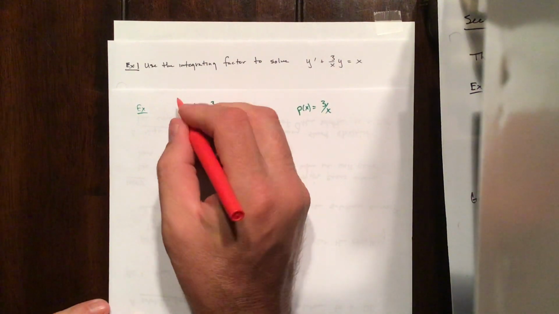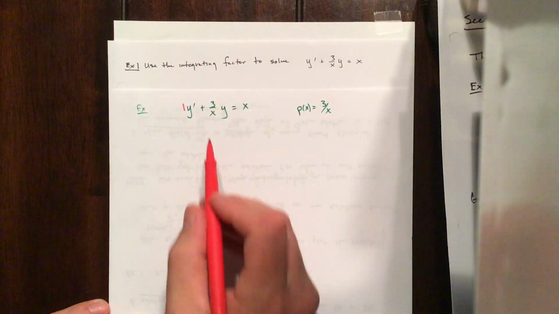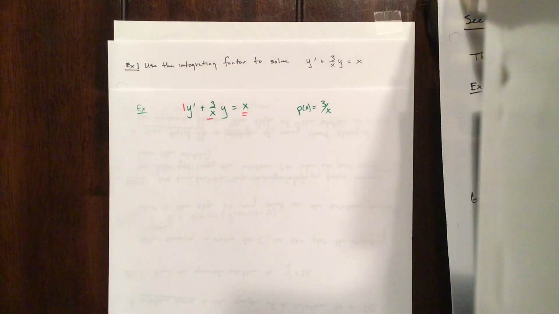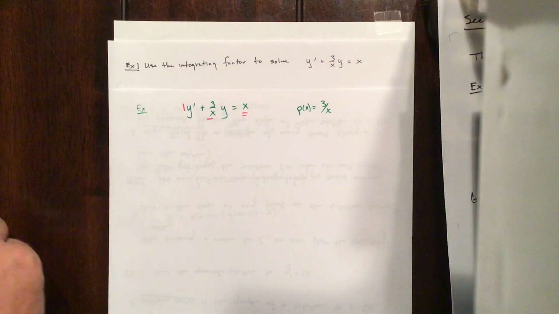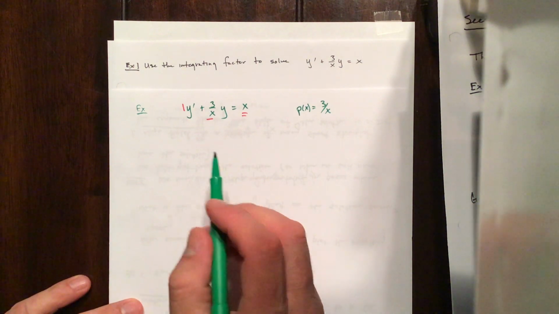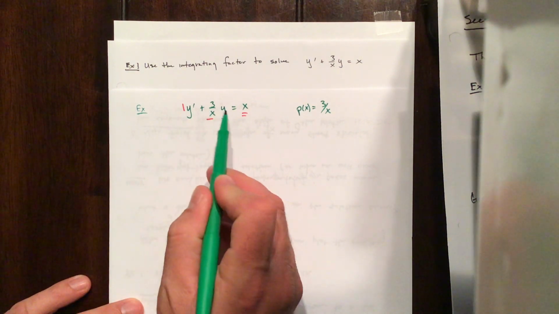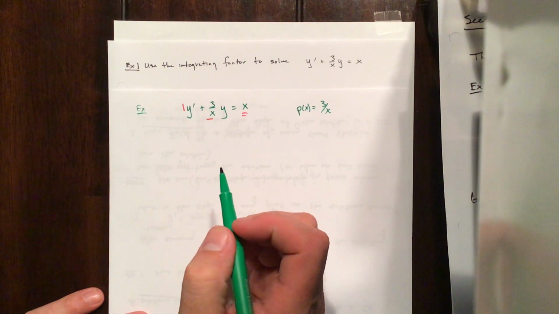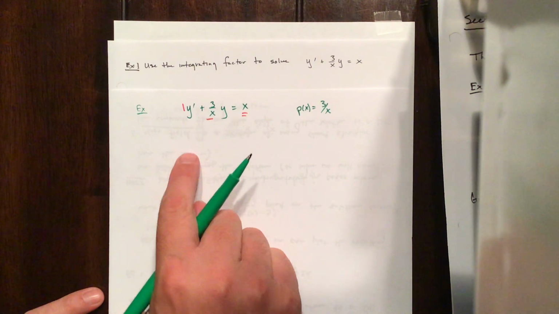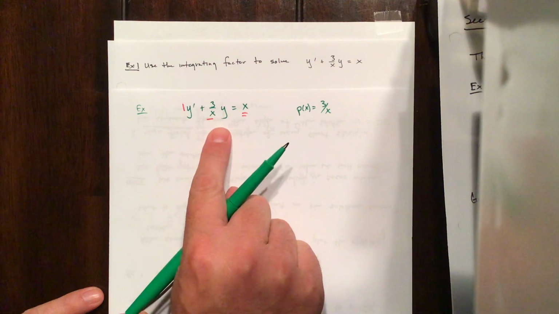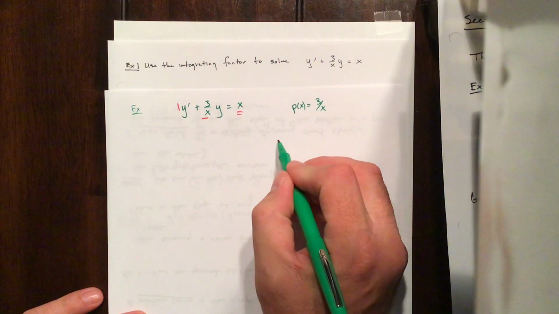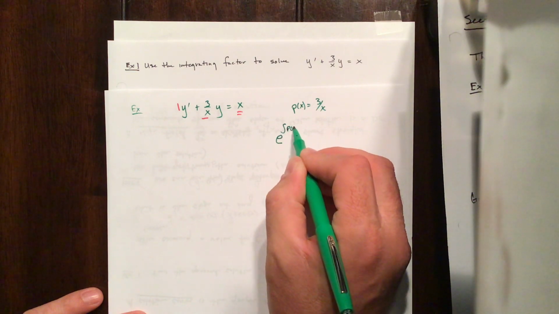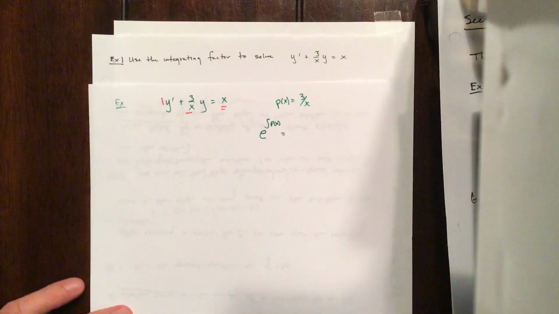This y prime has a coefficient of 1. This is a function of x. This is a function of x. Our goal is to write the left-hand side of this as the derivative of some product. To know what I need to multiply by to make the left-hand side the derivative of some product, I look at e to the integral of p of x. So what is that?